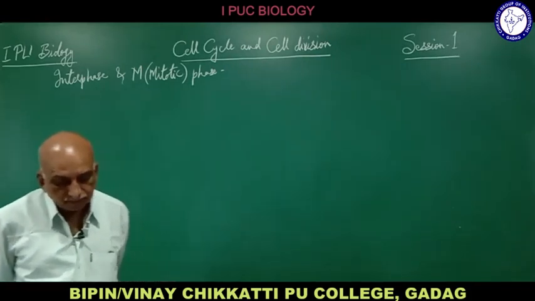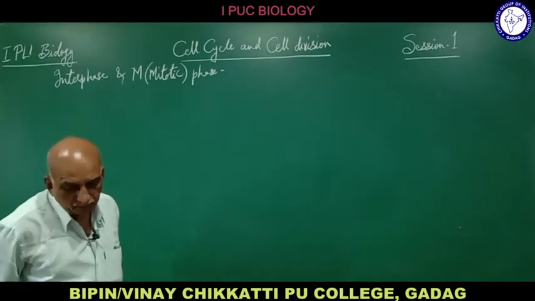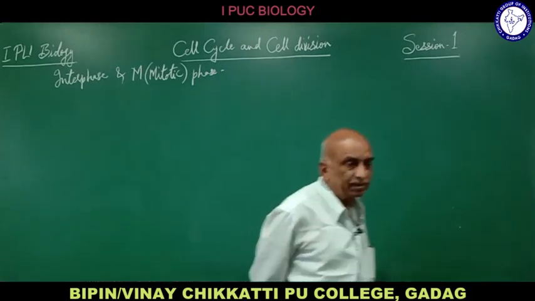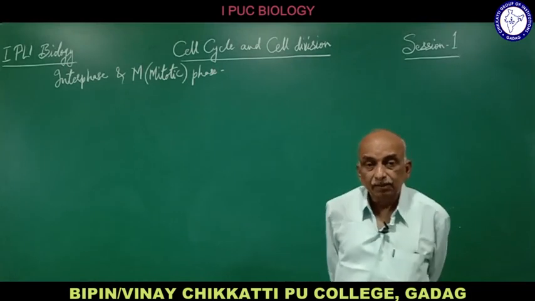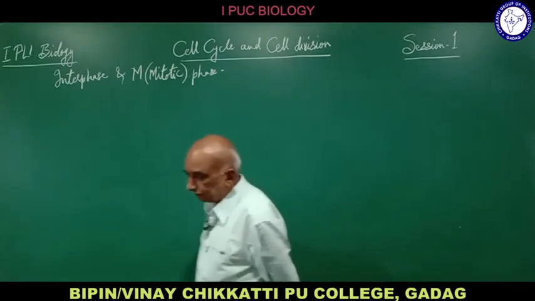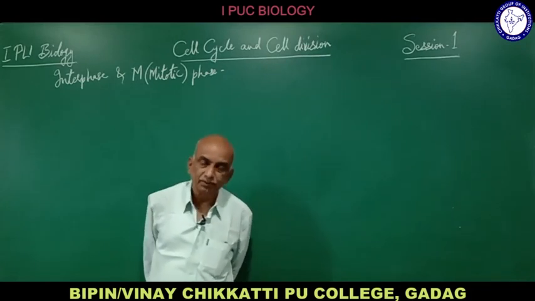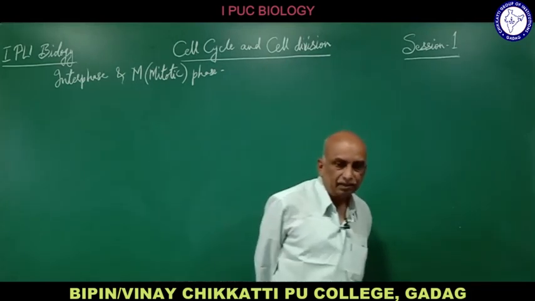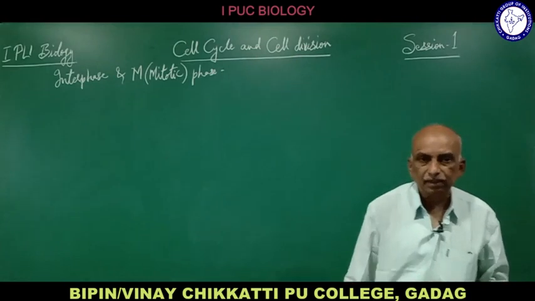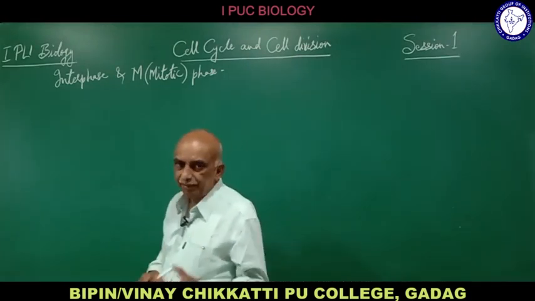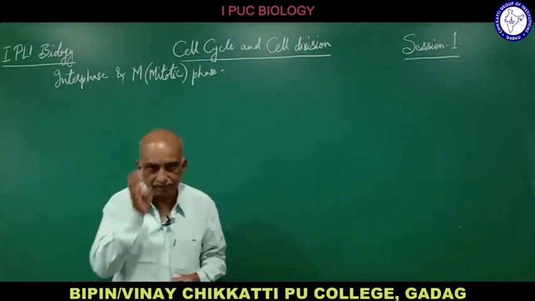Now this cell cycle is actually the events which occur in the division. So when we come to the cell division, there are two types of cell division, mitosis and meiosis. Basically we know that there are two types of cell division, mitosis and meiosis. So we will be going to study about mitosis and meiosis.